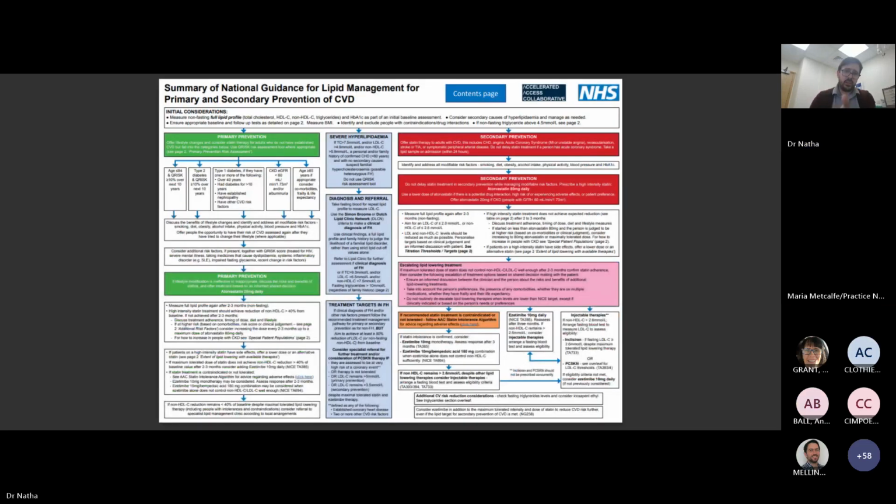So it's now been around for a year or two now. It's in its second or third iteration, but the Accelerated Access Collaborative now have national guidance on lipid management for both primary and secondary prevention of cardiovascular disease. We've included that within our local guidelines on lipid management. So this will be your first port of call to summarize this guidance.